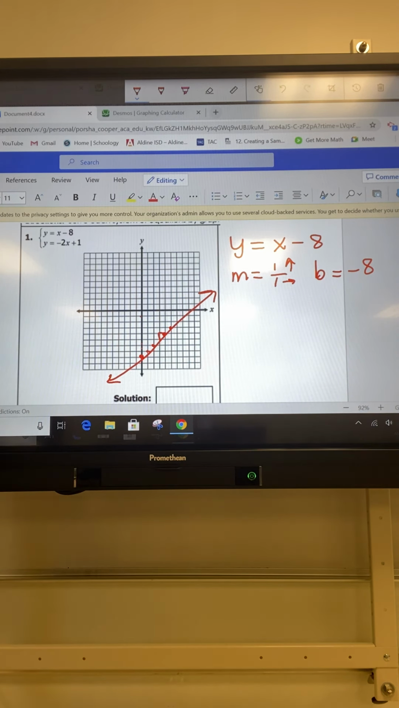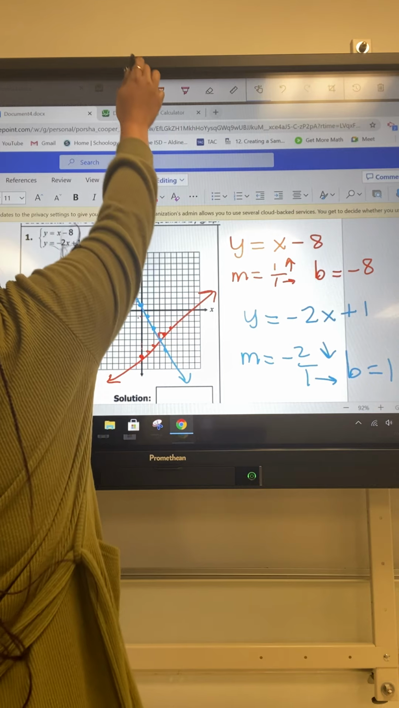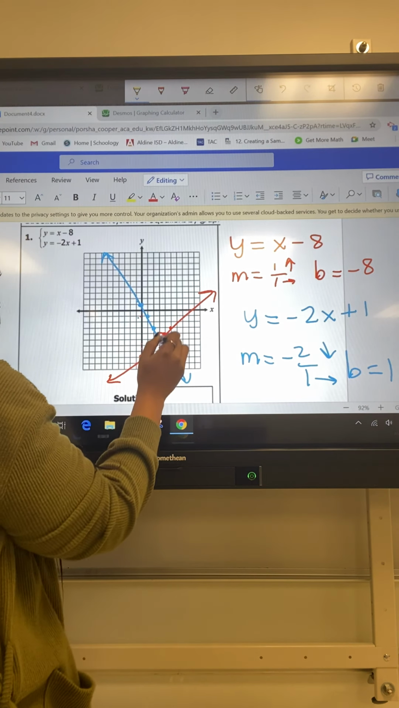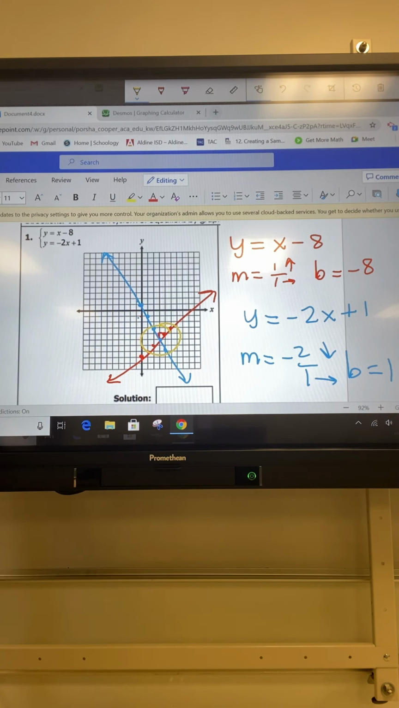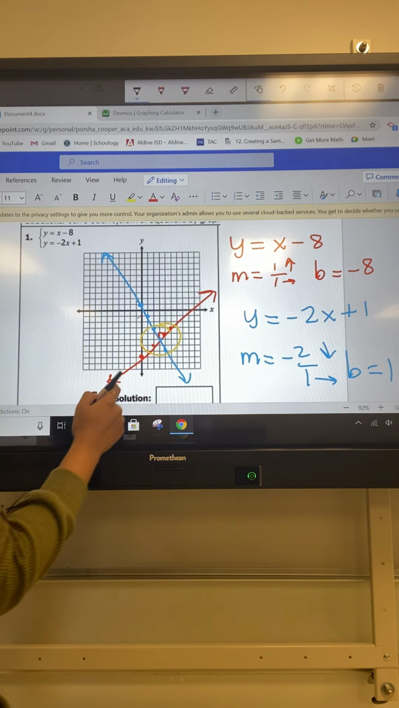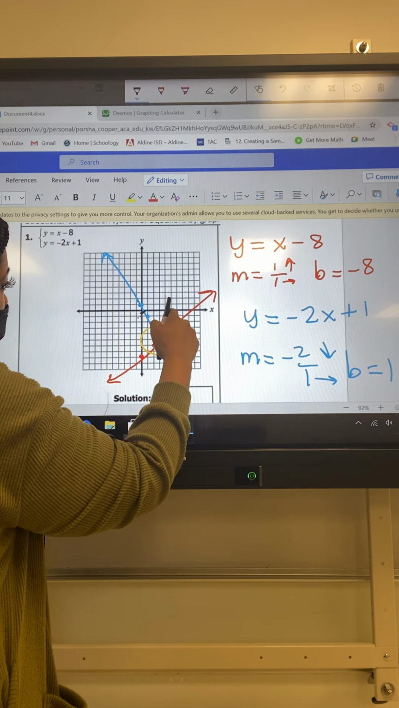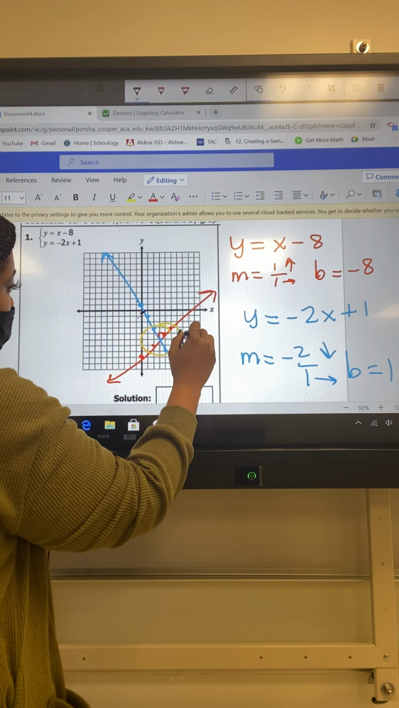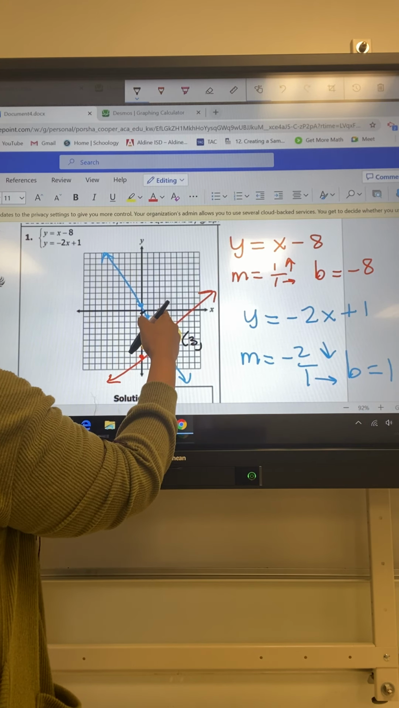Then I can see that the 2 lines meet, and that point where they meet is going to be my solution. We need to figure out what the coordinates of that point are. It looks like the coordinates of this point are going to be at positive 3, and then we go down.